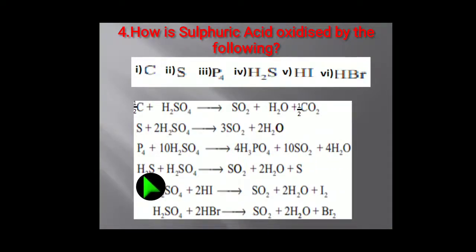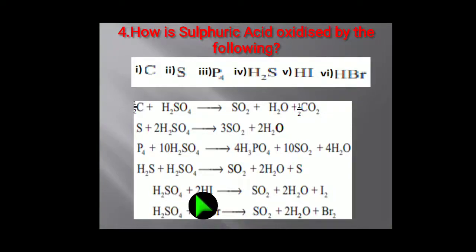Next, the fourth equation, hydrogen sulfide. Hydrogen sulfide, the sulfur oxidation state is -2. When it reacts with the sulfuric acid, here the sulfur oxidation state is 0. So -2 to 0, oxidation number increases. Loss of electron, loss of electron. Okay.